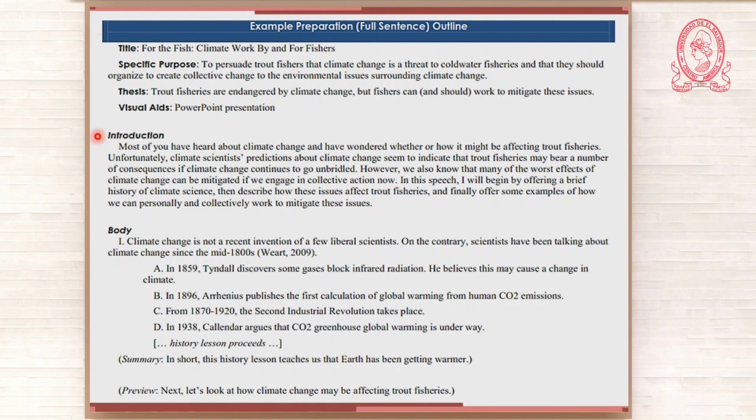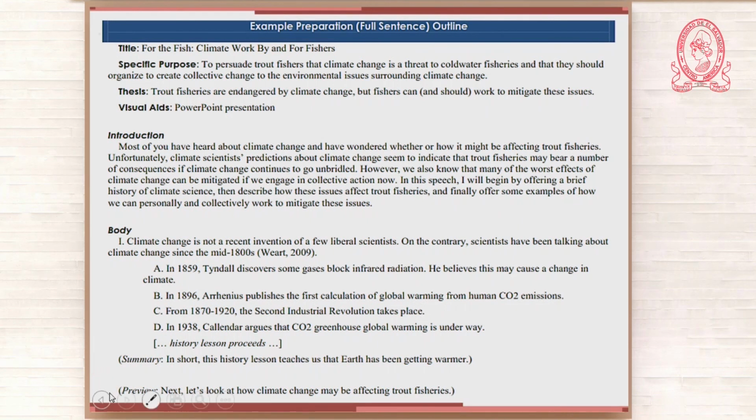But now, let's see that you have to write an introduction as nice as possible. And probably you can even memorize it word by word and express it to the audience because they are important elements in the introduction. Then you have the body, where you have the main points. Number one, climate change is not a recent invention of a federal, etc. And then you have this A, B, C, D elements, as you study now. And then you have a summary, in short.